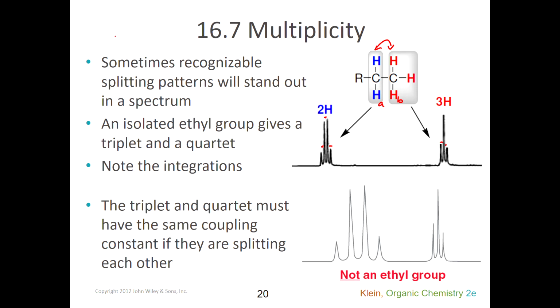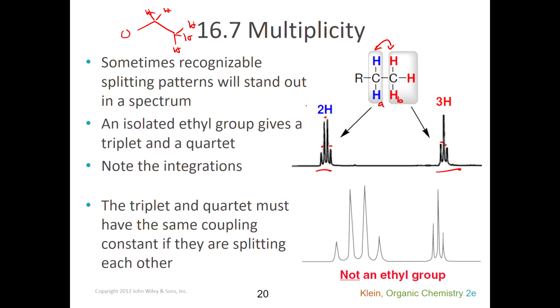There are a lot of times where it might have an ethyl group, maybe attached to an oxygen, where these two split these three into a triplet, and these three hydrogens split those two into a quartet. So seeing a combination of a triplet and a quartet where they have the same coupling constant is a nice way to try to recognize that my structure has an ethyl group in it.